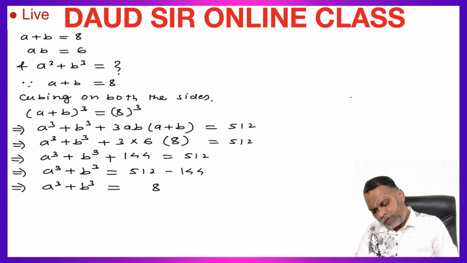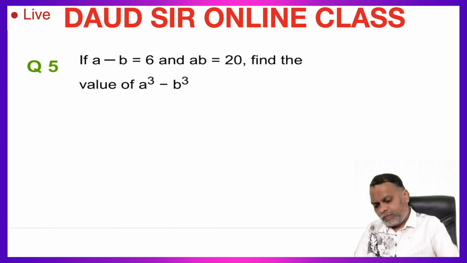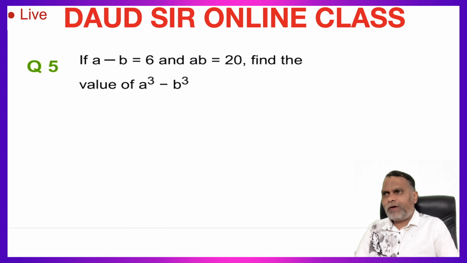which implies a cube plus b cube is equal to 12 minus 4 is 8, 10 minus 4 is 6, and this 4 minus 1 is 3. 368 is the required value of the given expression.